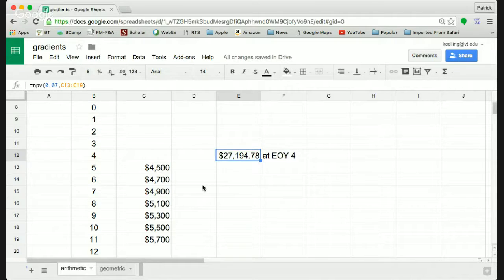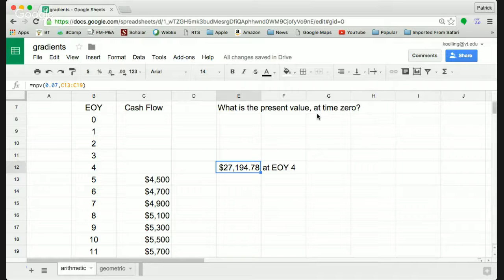So there's our value at the end of year 4. So the present value at time 0 requires us to take this as a future value at the end of year 4 and move it back to time 0. I'm not going to use the present value formula, although we could. I'm going to say this is equal to my future value there. And remember, to move from a future to the present, we will divide by 1 plus i to the n, 1.07 to the 4th. There we have it.